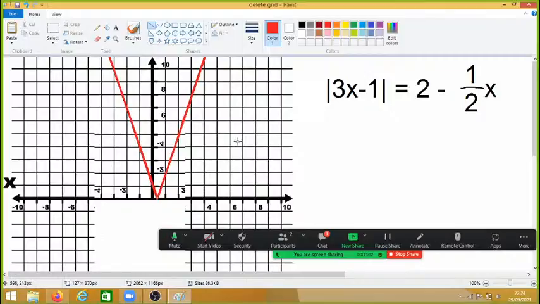And now on the other side you've got 2 take away half x, so the gradient on this one is for every 1 square across it's going down by half a square. And think about the 2, what does a 2 mean? Hopefully you understood that that is the y-intercept. So there's your graph of the right hand side, and we're just looking for the intersections, so we just want to know that point there and that point there. So you can see this one is roughly just under 1, and this one is roughly probably negative a quarter.